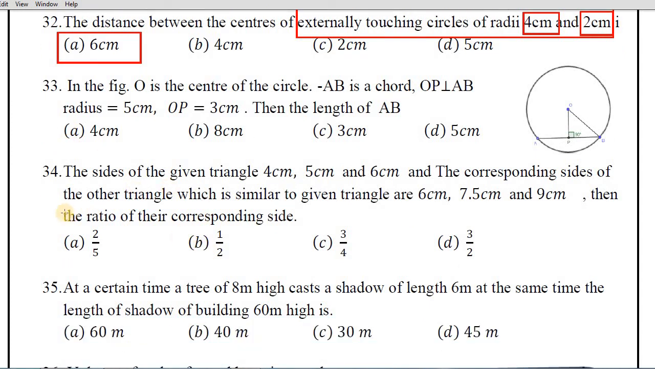Next, let us see another problem, children. In the figure, O is center of the circle. So AB is chord. Where is AB? See, AB is here. So AB is chord and OP is perpendicular to AB. So this is the OP, children. It is perpendicular to the chord. And radius is 5 cm. So radius is which one, children? OB. This. OB is 5 cm. And OP is how much? OP is 3 cm. Then we need to find the length of the chord AB. So this length we wanted to find.